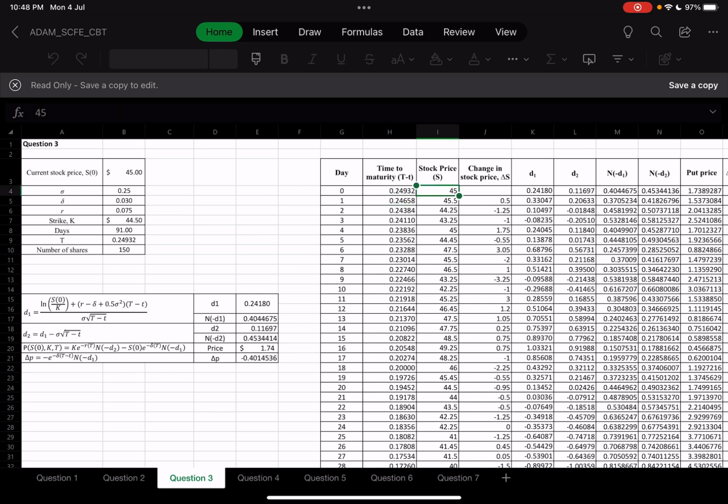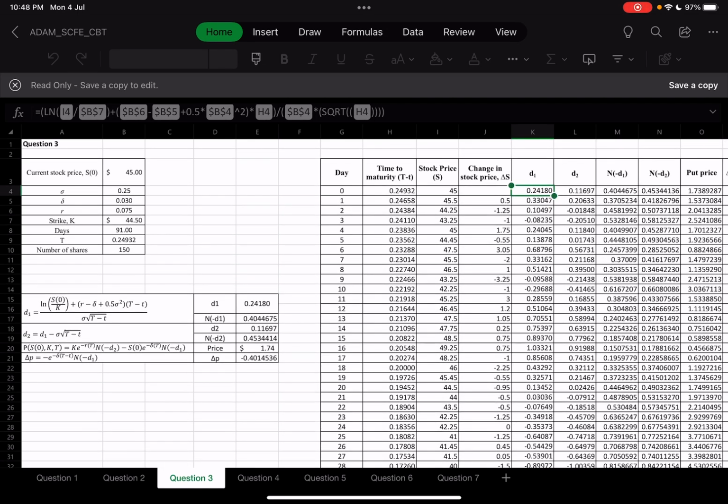And on the stock price, the numbers are all given in the question. To calculate the change in stock price, we will deduct the previous value from the current value. And for the values of D1 and D2, as mentioned previously, the formulas are stated in the left-hand table. Therefore, with the values available, we will insert them to find the values of D1 and D2.